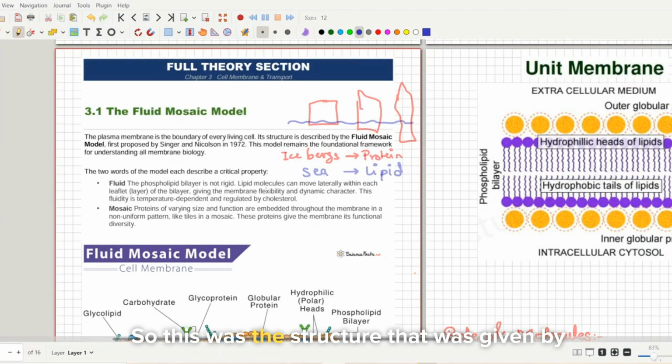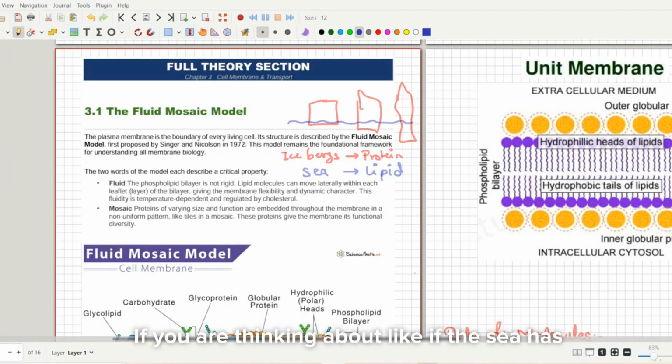So this was the structure that was given by Singer and Nicolson, and they said that there is a sea of lipid, and there are really big icebergs embedded in that sea of lipids, and those icebergs are actually protein, and they are not embedded in a specific sequence. They are randomly embedded in the sea of lipid, like there is no specific sequence. That's why this model is called the fluid mosaic model, and the protein molecules are randomly embedded in the lipid.